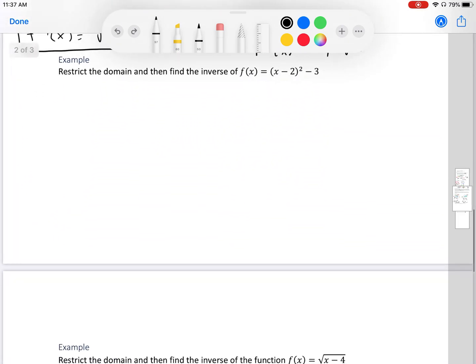Next example. Restrict the domain and find the inverse of f of x. So we have f of x is equal to (x minus 2) squared minus 3. So let's consider our graph. Let's do a really rough sketch. So I have this graph and I have a vertex at (2, negative 3). So I know we have that peak at (2, negative 3), and it opens up.